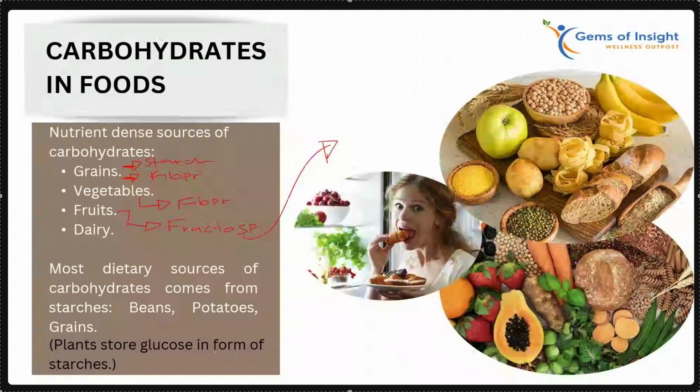So we have fructose, not glucose, in fruits. That's why it is safe for diabetic patients to eat vegetables and to eat fruits as they wish, but not grains. Grains, they should always go easy on them. We'll look into that later.